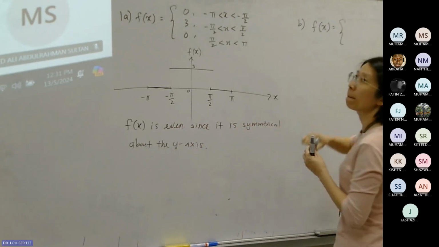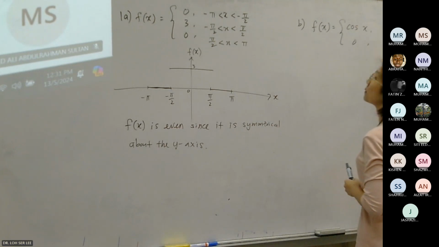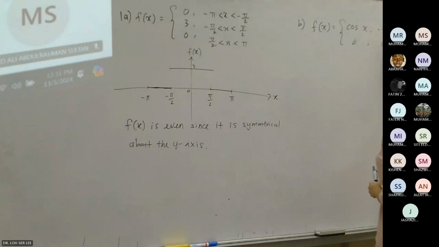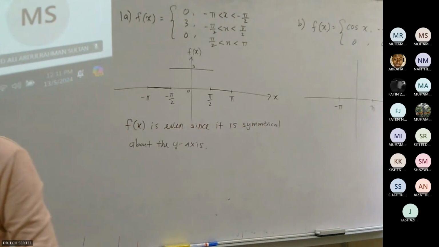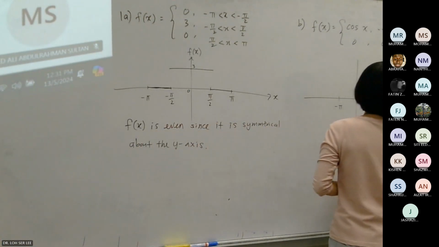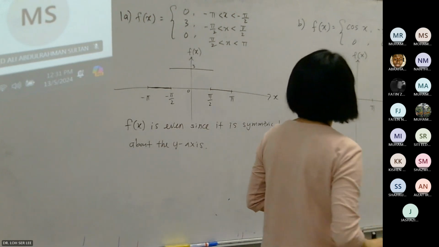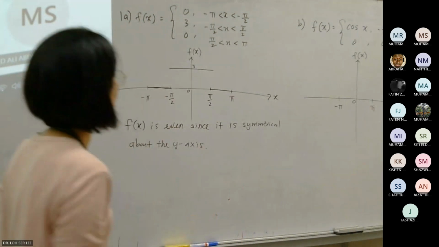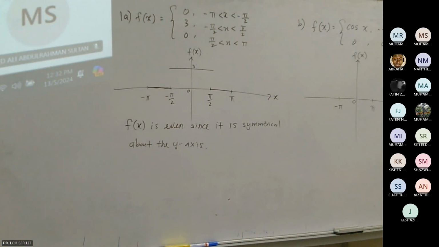B, cos x and 0. Okay. For B, in the interval from -pi to 0, it is cos x.